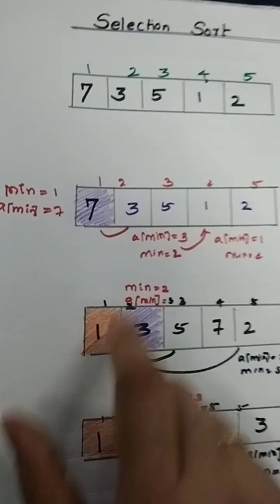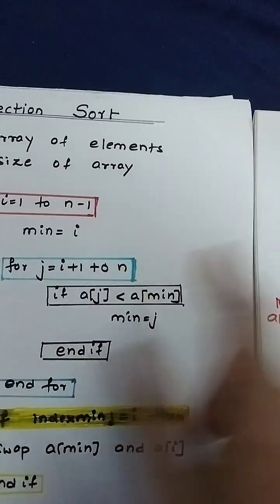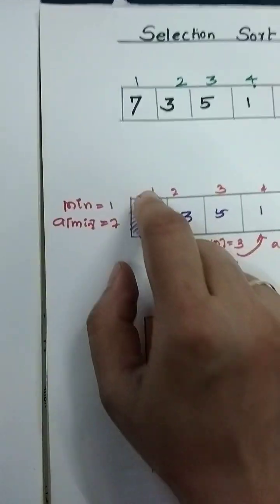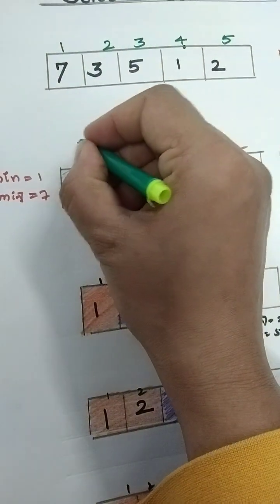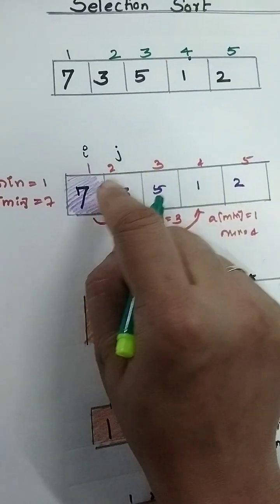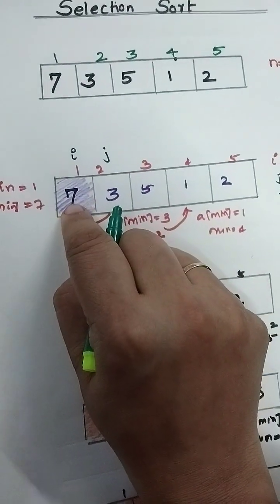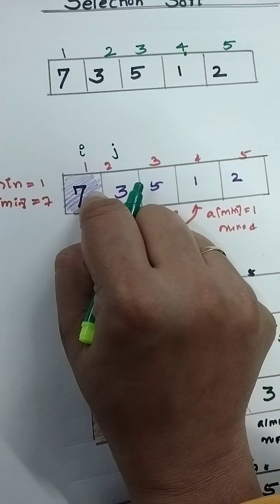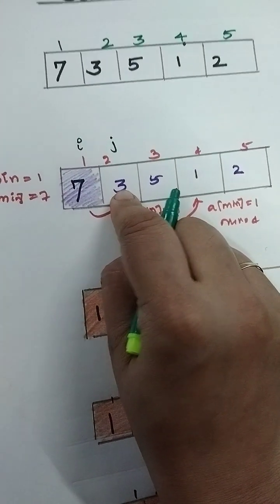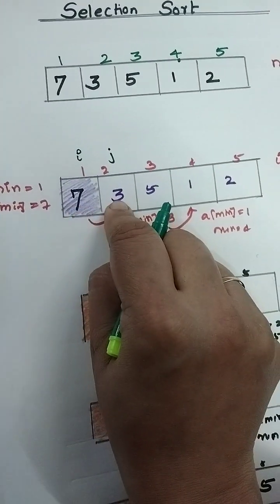For j equals i plus 1 to n. See here, for j equals i plus 1 means, when i is equal to 1, j starts from here. j starts from here, this is i. That means you are comparing this element with this. You are considering this element as the minimum element, and this is the j element here. What you are doing is comparing a of j with the minimum element.